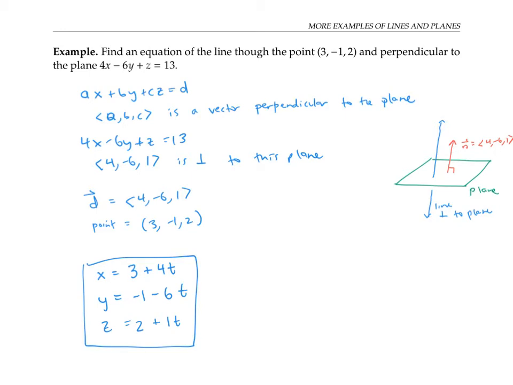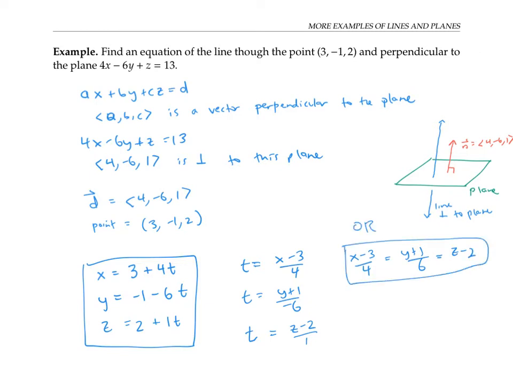Of course, if we wanted to, we could also write the line using symmetric equations by isolating t in each equation and setting the t's equal to each other to get (x minus 3) over 4 equals (y plus 1) over -6 equals z minus 2. A third way of writing the equation for the line is using vector notation: (x, y, z) equals (3, -1, 2) plus (4, -6, 1) times t.